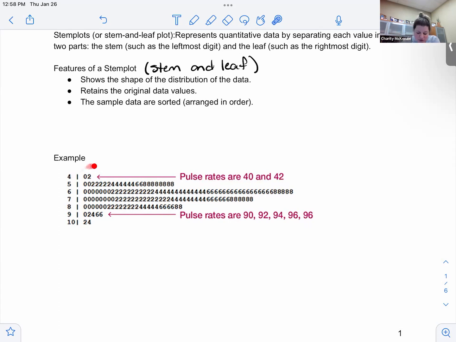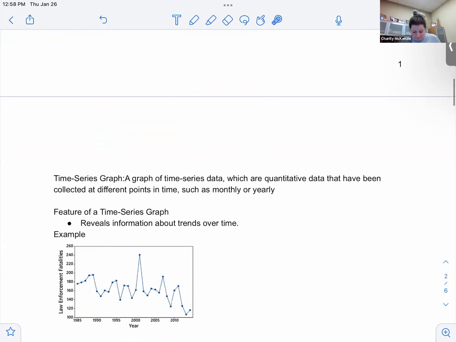So I can see this distribution is totally a bell shape, right? It starts lower, it's symmetric, gets higher, and goes back down. So definitely normally distributed data here. Okay, so stem and leaf you've probably seen before, pretty easy to make.